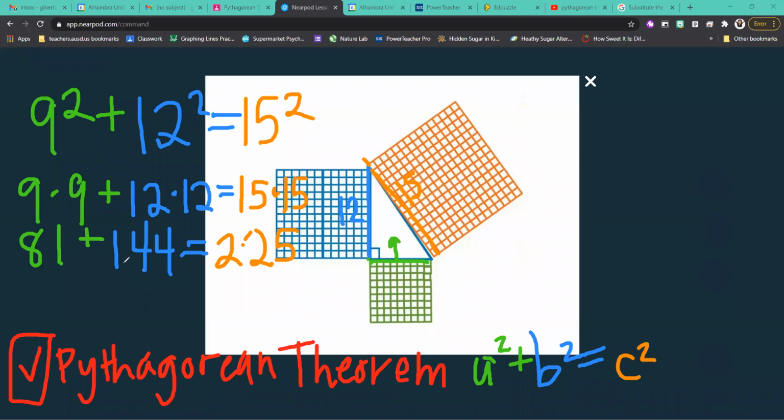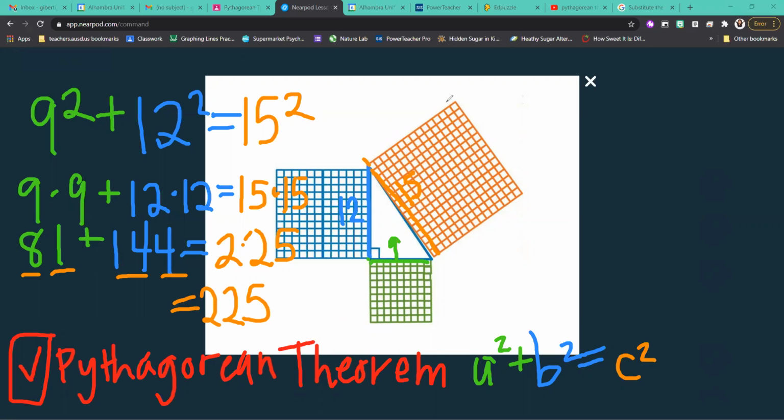What's 4 plus 1? 5. Okay, 4 plus 1. Yeah, so 4 plus 1 is 5. And then if I have 14 plus 8, that's equal to 22. So it does work. All right.